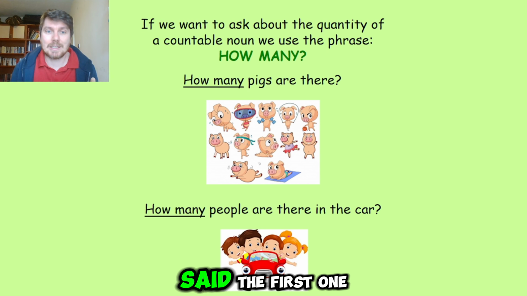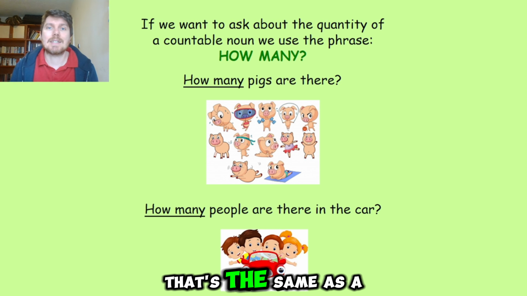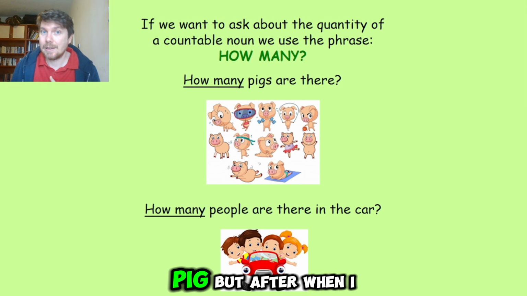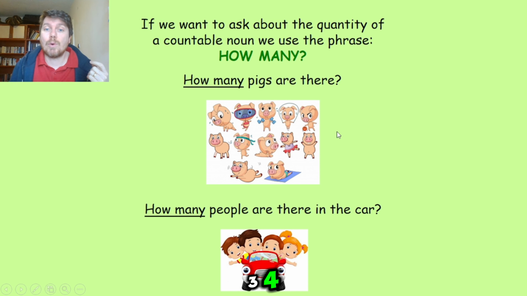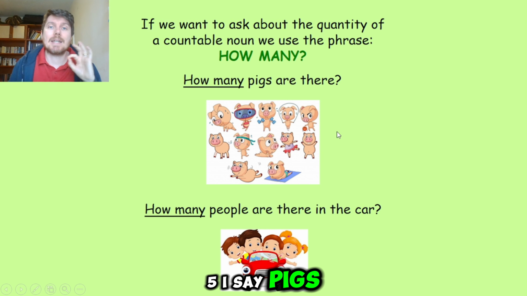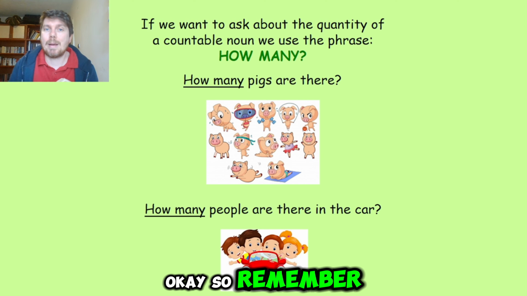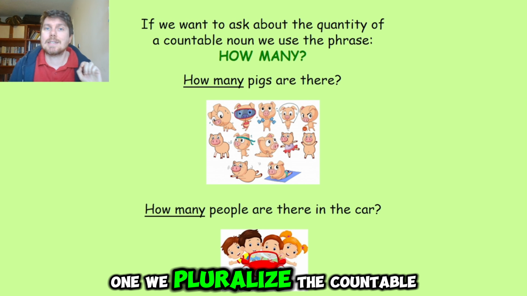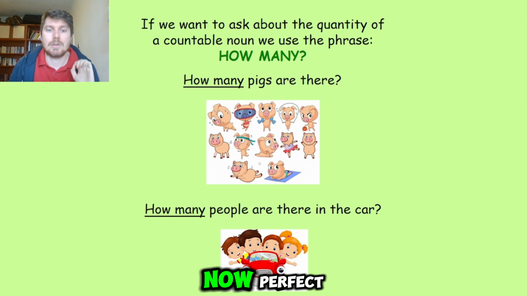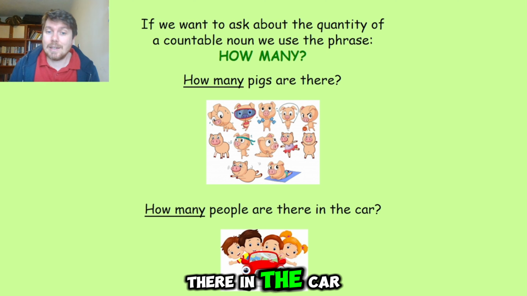Did you see when I said the first one, 1 pig? Yes, that's the same as a pig. But after, when I go to 2, 3, 4, 5, I say pigs. 5 pigs. Okay, so remember, if we have more than one, we pluralize the countable noun. Perfect. So how many people are there in the car?